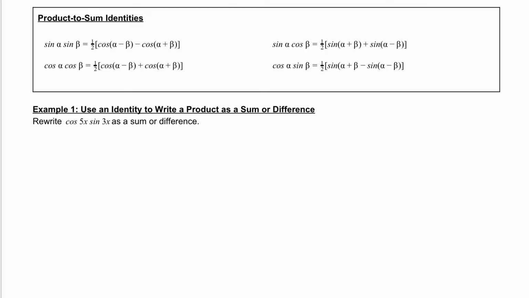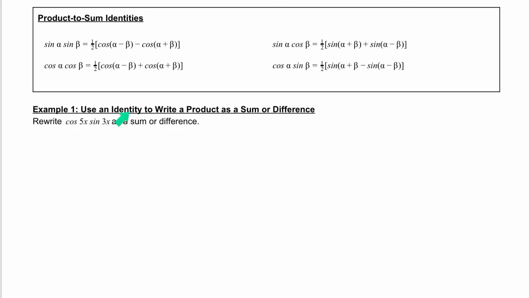Today what we're going to work on are the product to sum identities and sum to product identities. You are going to need these when you get to calculus. So let's take a look at just simplifying them and rewriting them from one to the next. Here are your product to sum identities. So we have sine times sine, cosine cosine, sine times cosine, and cosine times sine.